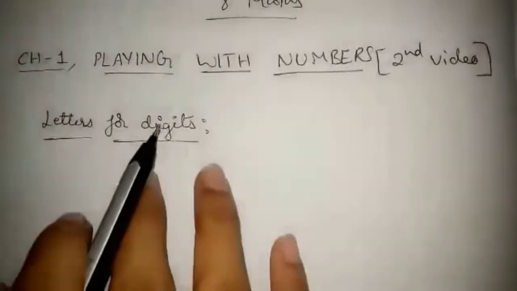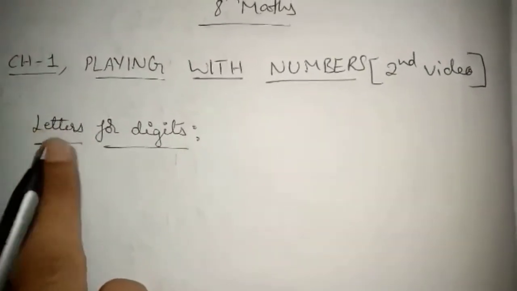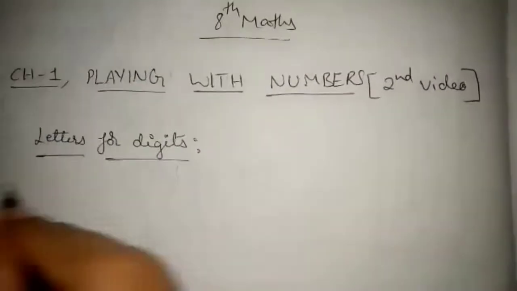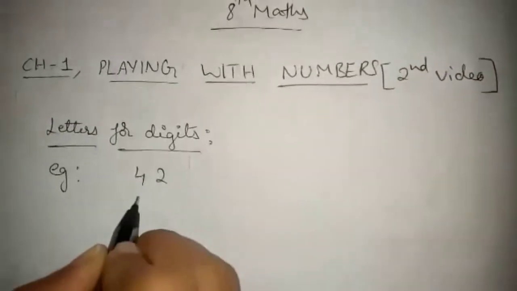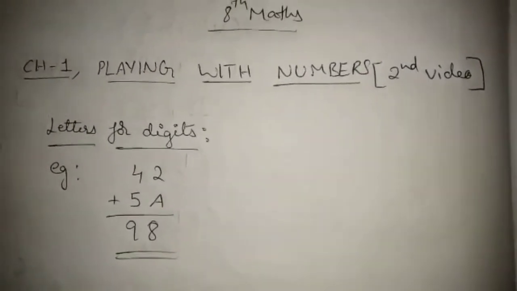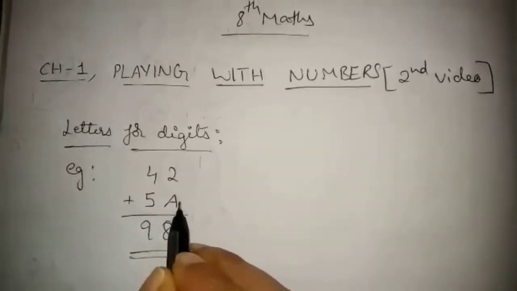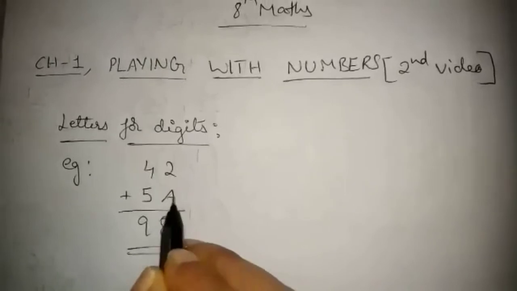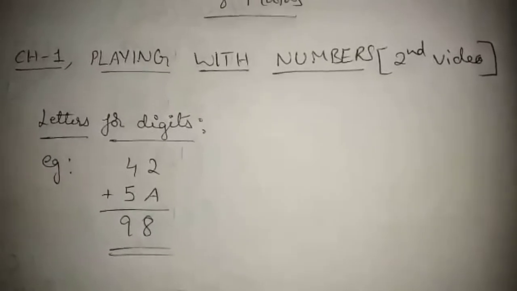Letters for digits. What do you mean by letters for digits? It means you are assigning a letter to a digit. It is like a puzzle. Okay, you have to crack that. For example, let me take one example and explain. 42 plus 5a is equal to 98. This they have given here. Actually here there is a number, but instead of giving the number they have written it as a letter. Assign that number to a letter. You have to find it out. So this is a puzzle. You have to crack the code of it.